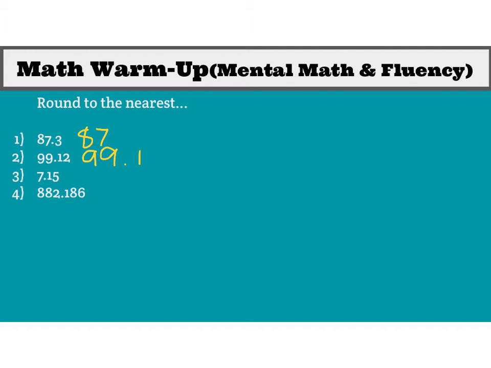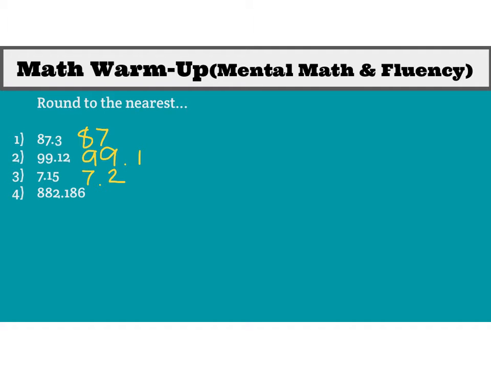Let's take a look at number 3. We have 7 15/100. I'd like you to round that to the nearest tenth. Go ahead and pause your video. Do that now, please. That should have been rounded to 7 2/10.